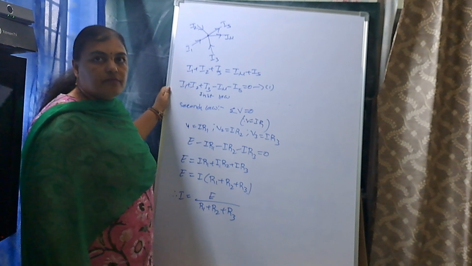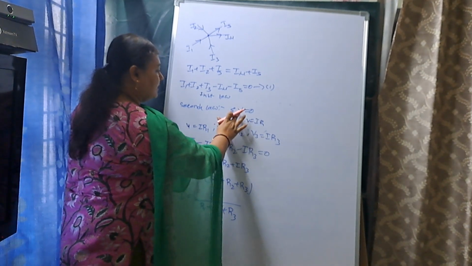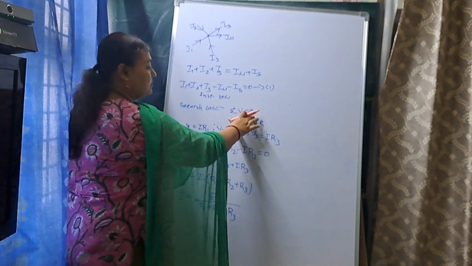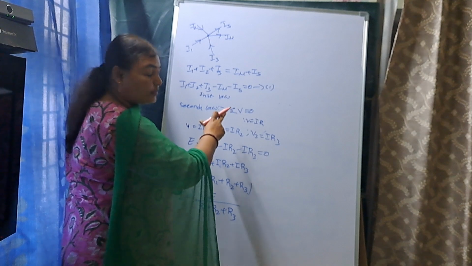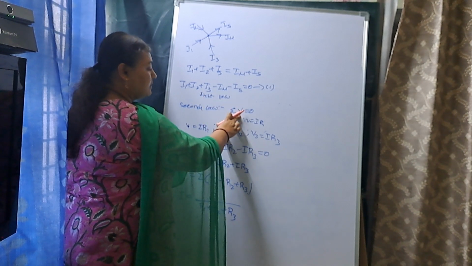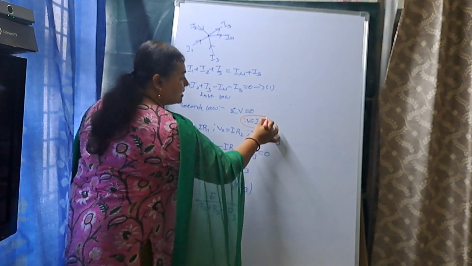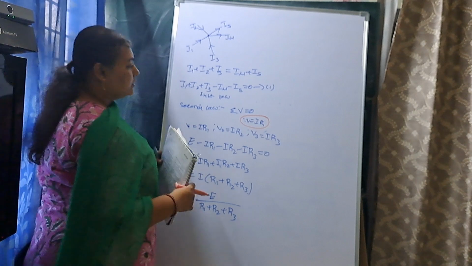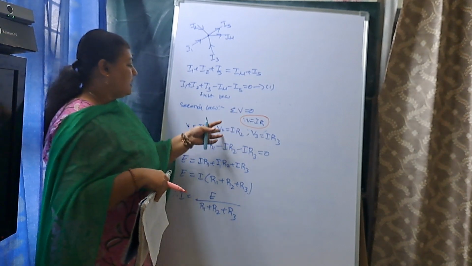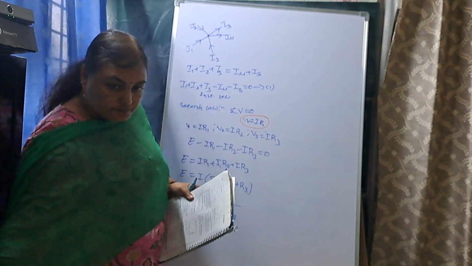Now let us see here. As I told you, sigma V equal to 0 is Kirchoff's second law, which means the algebraic sum of potential differences should be equal to 0. But here we are writing as per Ohm's law, V is nothing but IR. You learn this in 10th class, V equal to IR. So here I substituted IR in place of V. Now let us see the Wheatstone bridge.